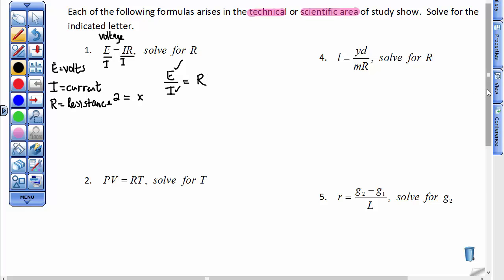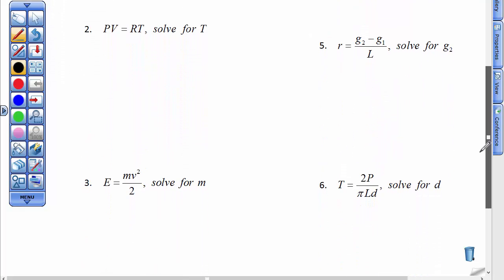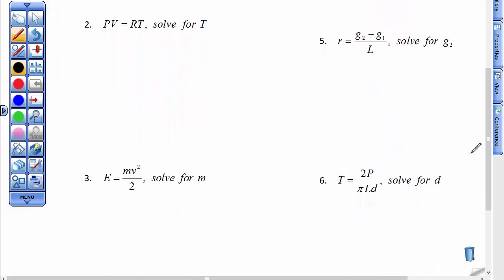Okay, let's go to the next one. So question number 2. PV equals R times T, and I want to solve for this letter T. Well, it's got an R times a T, not just a T, an R times a T. So to get that T alone, I have to divide both sides by R, and I'm all done. I'm going to go ahead and write here the new formula. T equals P times V divided by R, and the reason that worked out was because these R's cancel out, getting T all by itself.